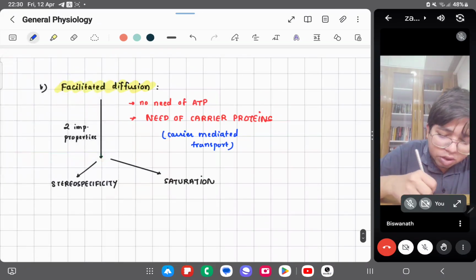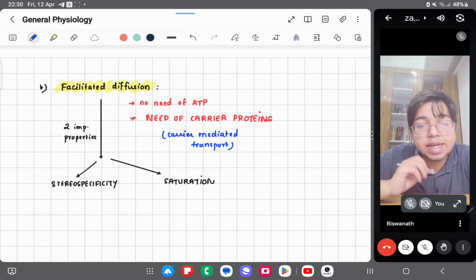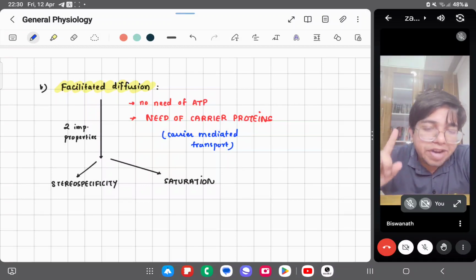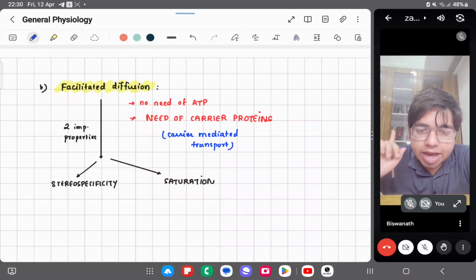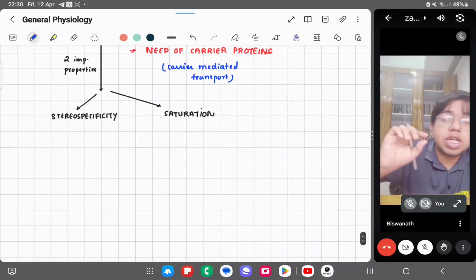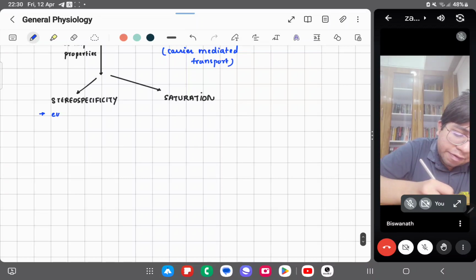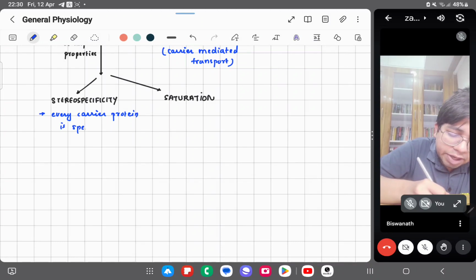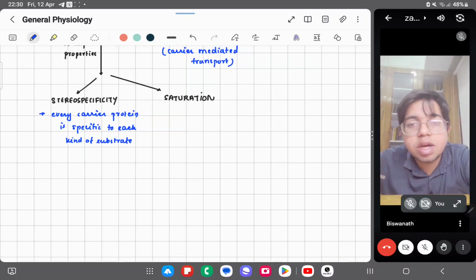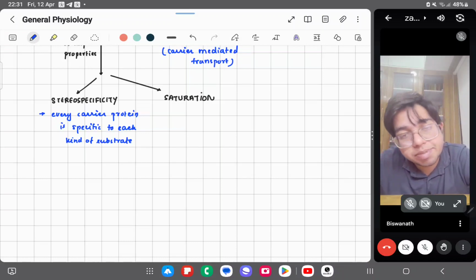So in simple diffusion, there was no saturation. I'll tell you what is saturation. We'll discuss a graph also, because this graph may be asked in an exam and you will be clueless what graph it is, right? So stereospecificity. What is that? Every carrier protein, just listen to my words very carefully, will be specific for one type of substrate. The structure is specific to each substrate. Every carrier molecule is specific to each kind of substrate, right?